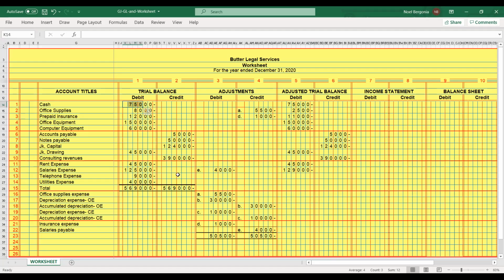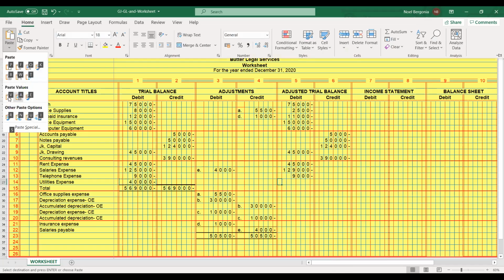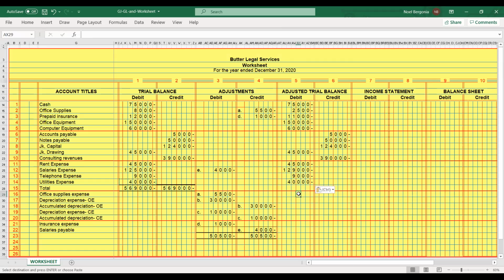Okay? So let's continue. So for the telephone expense, same lang po, 9,000, wala namang adjustments. Yung utilities expense din po, same lang. Ayan, 40,000. So yung total kokopyahin ba? Hindi. Huwag niyong kopyahin yung total. Doon na kayo sa mga specific accounts talaga. Office supplies expense, 5,000. Huwag niyong kopyahin yung letters class.